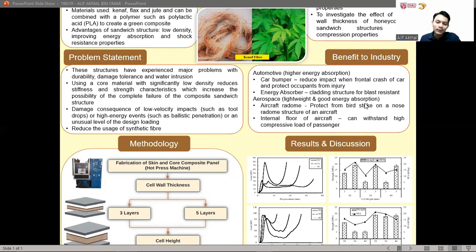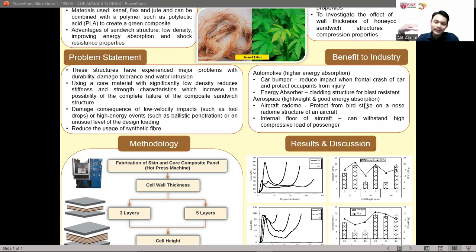Also in automotive, the sandwich structure can be used as an energy absorber in cladding structures for blast resistance. Other than the automotive industry, we also use sandwich structure in aerospace because of the properties of Kenaf, which is lightweight and has good energy absorption. We use it in the application of the aircraft radome, the front part of the aeroplane, in which it will protect from bird strike.